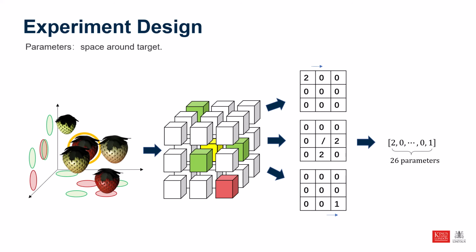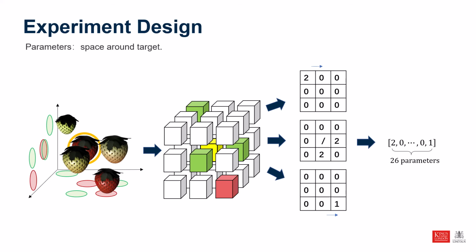The third part of the parameters is about the space around the target. As shown in this example, the space around the target is divided into 27 cuboids, which is 3 by 3 by 3. So the central cuboid contains the target, and the type of the obstacles in each cuboid is recorded and flattened into a list, as shown in this slide.